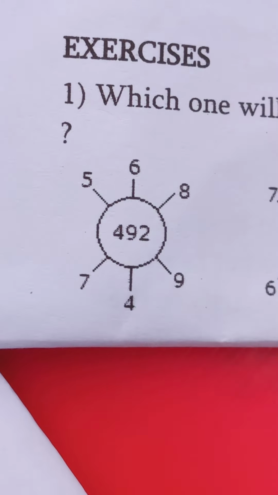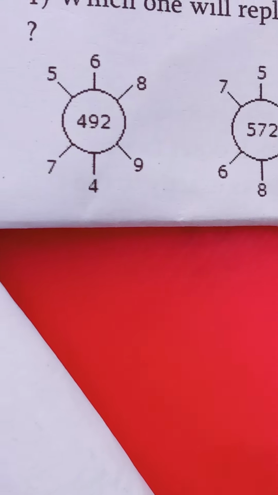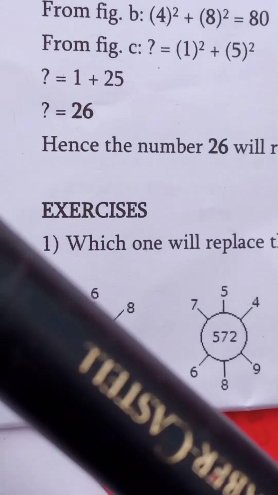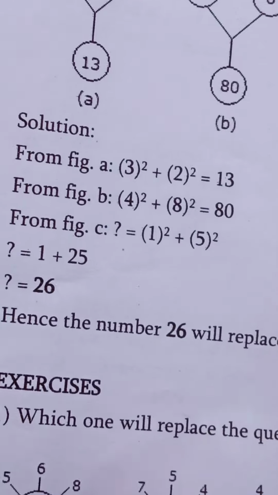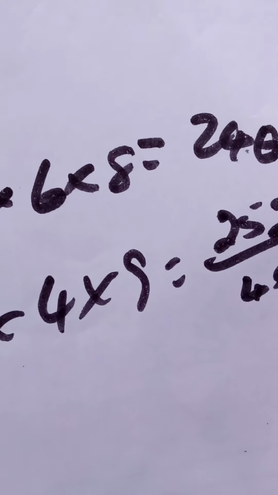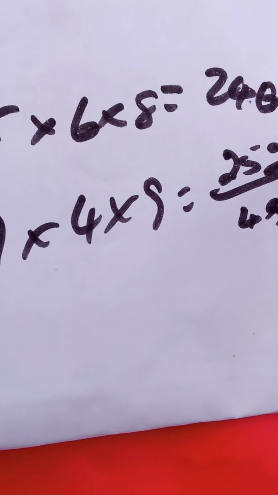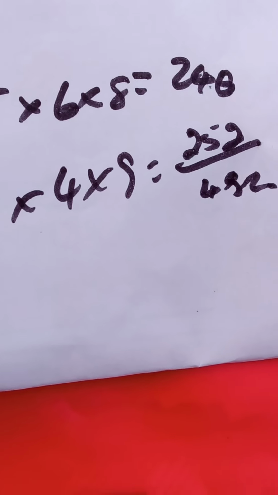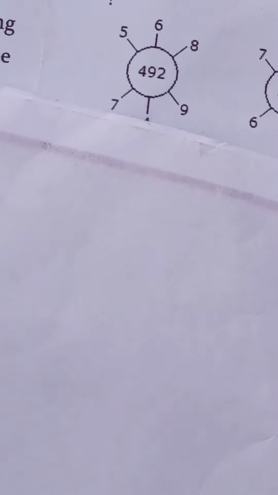we can just multiply all the three numbers. What is 5 into 6 into 8? It is 240. What is 7 into 4 into 9? It is 252. Add both, you will get 492. So now you have got some logic about it.